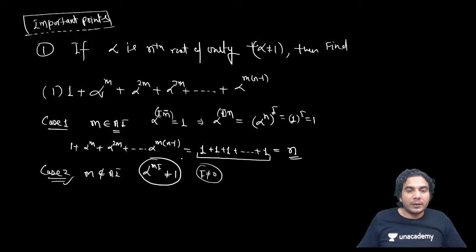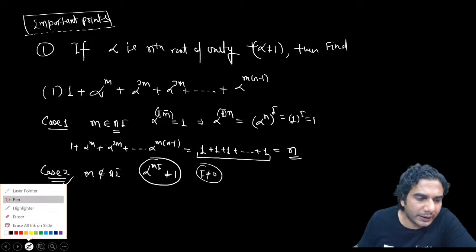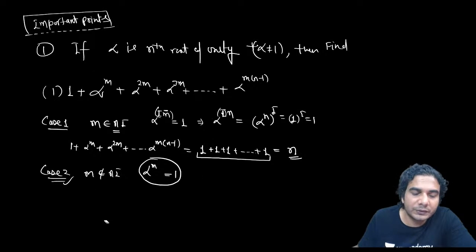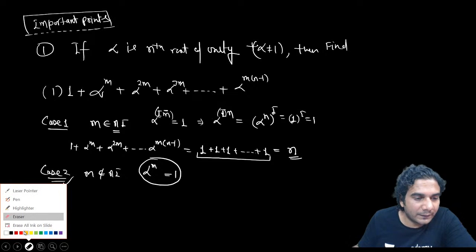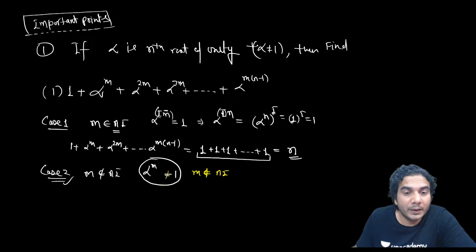Otherwise it will become 1. So alpha raised to m is basically, let's not write alpha raised to i, that will create confusion because you can take some multiple of 7 also. So alpha raised to m we can precisely write is not equal to 1 because m is not a multiple of n. So what will happen then?